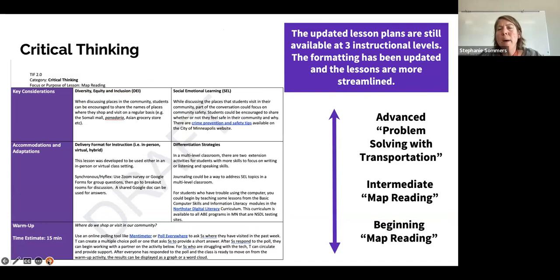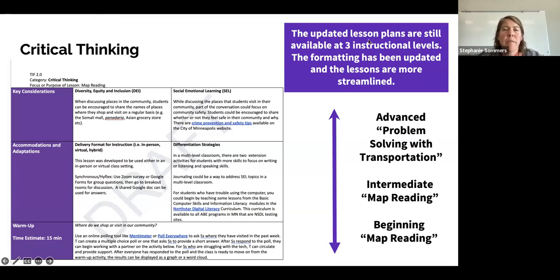So to wrap up our section on critical thinking, I just want to share the new lesson plans, which Gail just put in the chat. These are in a Google folder, and there's a link to that folder on the Atlas website. For the critical thinking category, we'll have advanced problem solving, which will have to do with transportation, intermediate map reading, and beginning map reading. I will tell you the critical thinking lessons should be ready by the end of this month. There's still some tweaks to be made.